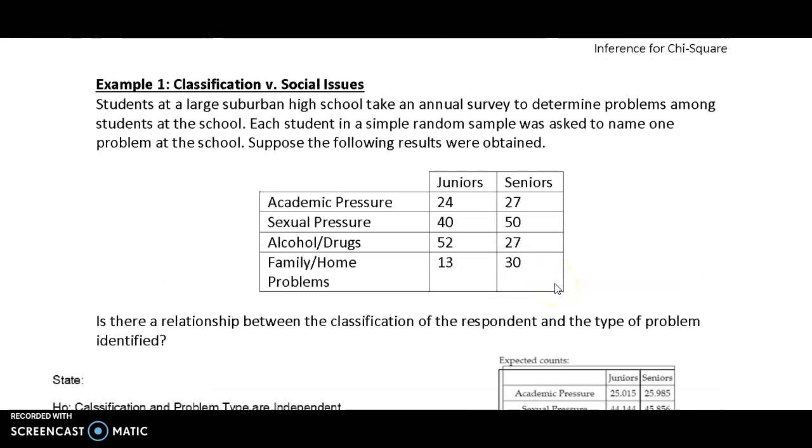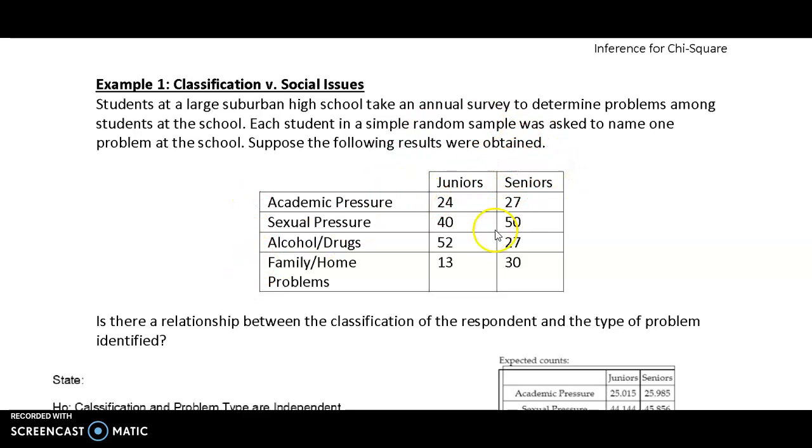All right, so students at a large suburban high school take an annual survey to determine problems among students at the school. Each student in an SRS was asked to name one problem at the school, and we have the following results. So here, I took one SRS of this population, and then they were asked the following, right? And they identified these 4 problems. So I have the type of problem, and then I have their classification status.